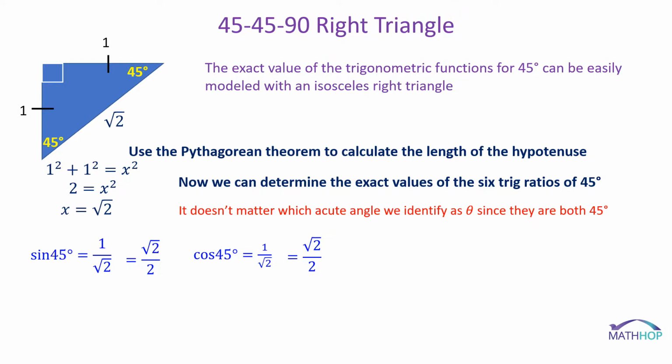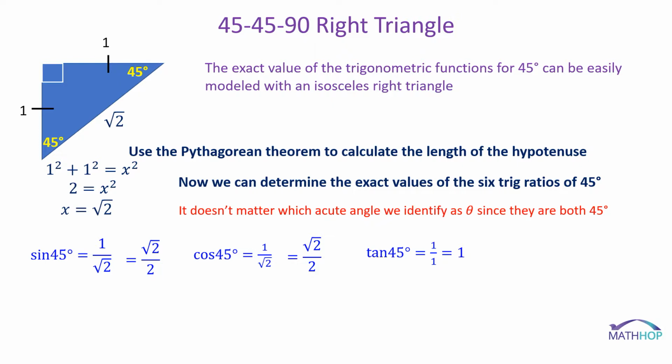Tangent of 45 degrees. Now, if you remember, tangent is sine over cosine. Anytime you divide something by itself, so rad 2 over 2 divided by itself, you get 1. Or you can think of tangent as opposite over adjacent. Either way, it's 1 over 1. The tangent of 45 degrees is 1.